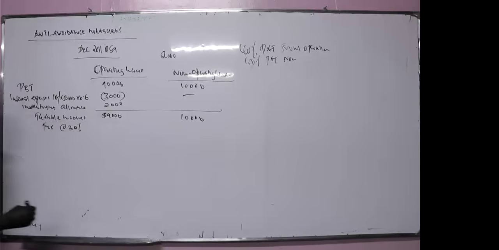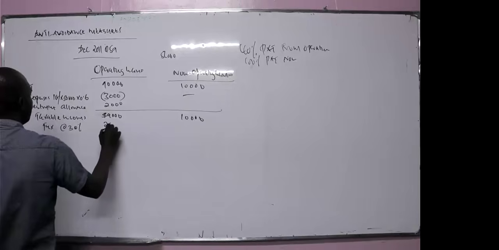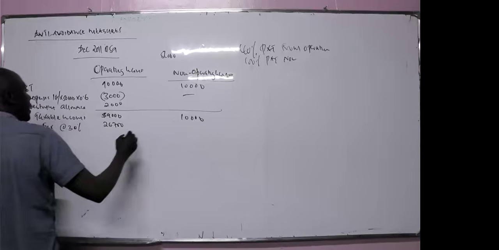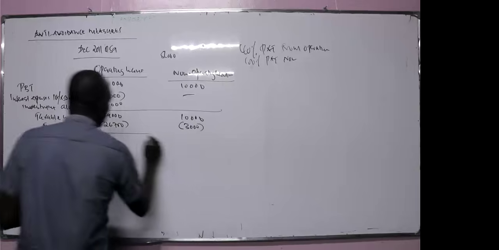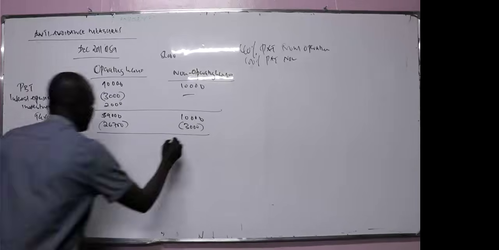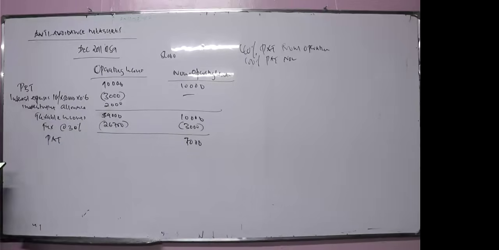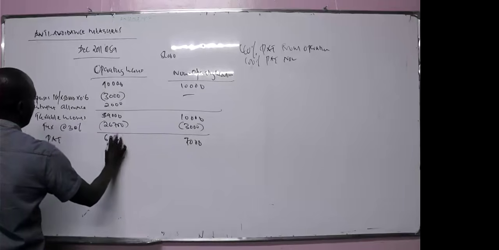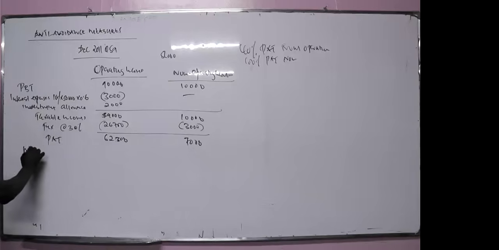Dividend, we will look at 30%, how much does it come to? 26,700. This is 3,000. And then here we get profit after tax. This is 7,000. And this one is 62,300. So this is the minimum distribution.